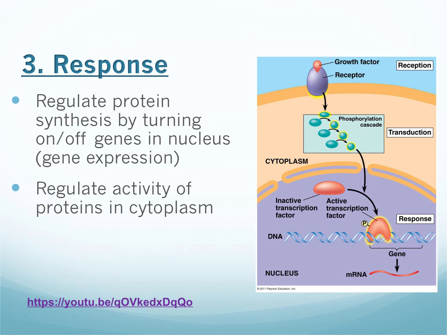And then the last stage of this is going to be the response, which is basically whatever cellular action needs to take place. It could be regulating protein synthesis, causing the cell to make a protein, to stop making a protein, to turn a gene on, to turn a gene off, to make the cytoplasm do something, regulate activity in the cytoplasm. There is a wide variety of what that cellular response could be, but that's kind of the whole point. The ligand is passing the signal through transduction. You can see the phosphorylation cascade here, and then eventually it's going to go and do whatever the cell needs to do according to that signal.